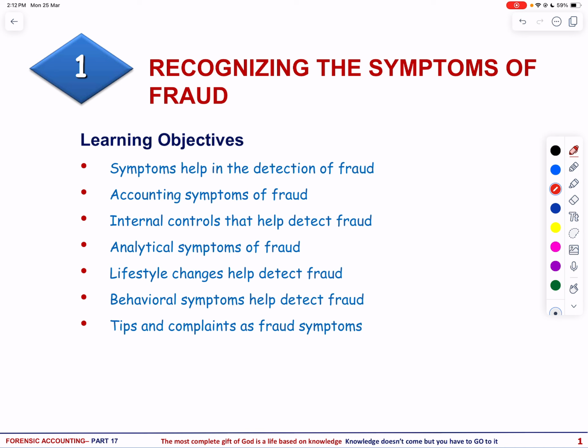Understanding symptoms is crucial for detecting and preventing fraud. A deep comprehension of various fraud indicators can greatly enhance the efficiency of fraud detection and prevention measures. We will explore identifying fraud symptoms from 6 different perspectives. This video will cover the first two: role of symptoms in fraud detection and recognizing and interpreting accounting indicators of fraud, while the remaining four will be discussed in subsequent videos.